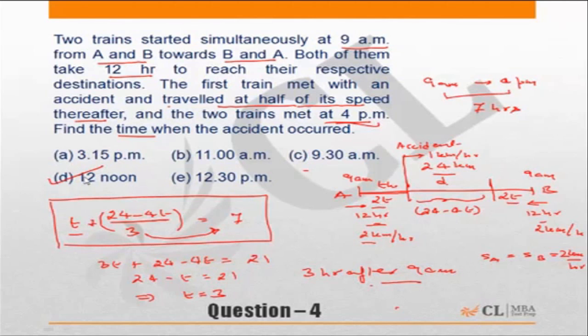In this question also, if you had looked at the choices, you could have straight away eliminated choice A, because my accident cannot occur. If no accident occurs, the trains would have met at 3 pm. So 3:15 cannot be the answer. You could have also then checked the choices. If you want to check the choices, let us see how to do that.